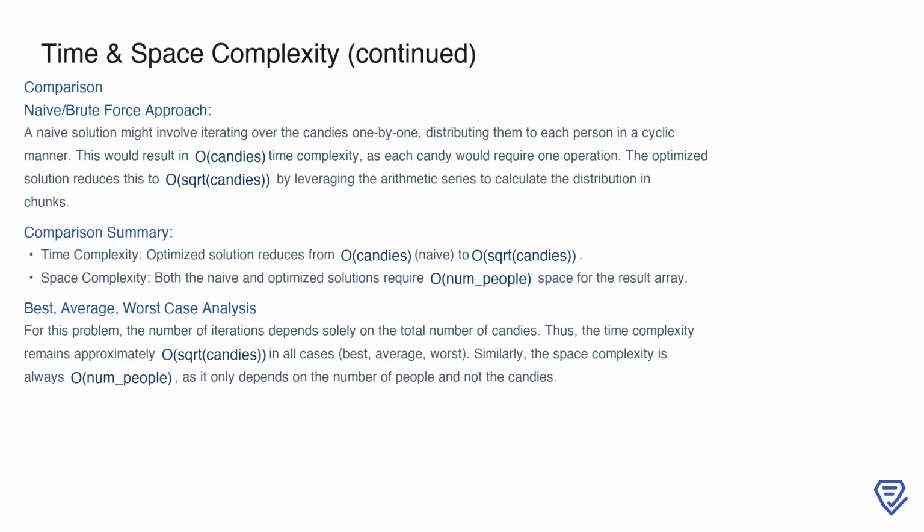Both the naive and optimized approaches have the same space complexity, O(number_people), as they both use an array to store the distribution. Additionally, the best, average, and worst case scenarios for this problem all result in the same time complexity of O(sqrt(candies)), since the number of iterations depends solely on the total number of candies. The space complexity remains consistent as well, at O(number_people), since it is independent of the number of candies.